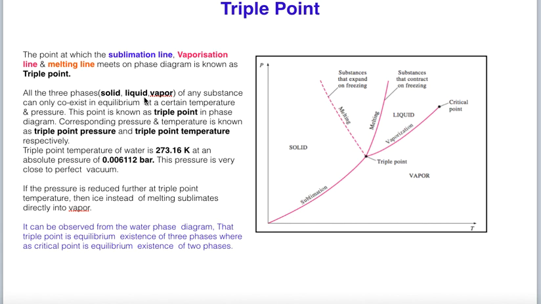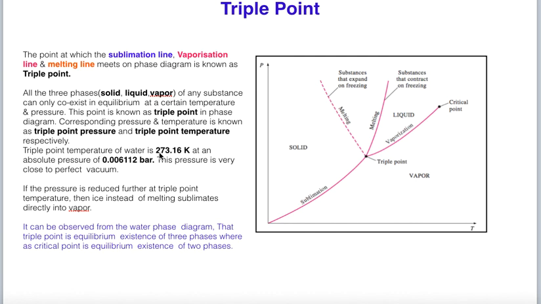All three phases, solid, liquid and vapor, of any substance can only coexist in equilibrium at a certain temperature and pressure. This point is known as the triple point in the phase diagram. So which is this point. Here the solid, vapor and liquid can exist in equilibrium. And the corresponding pressure and corresponding temperature are called the triple point pressure and triple point temperature.